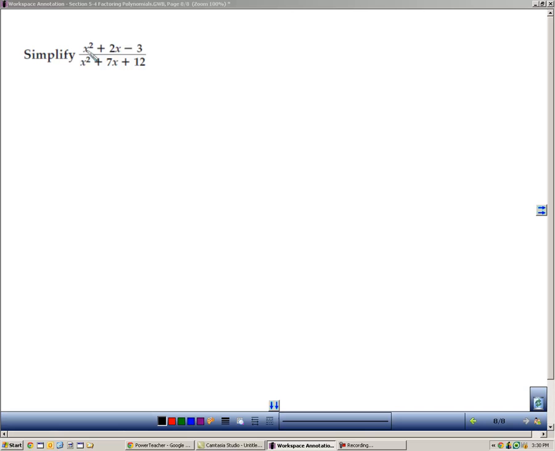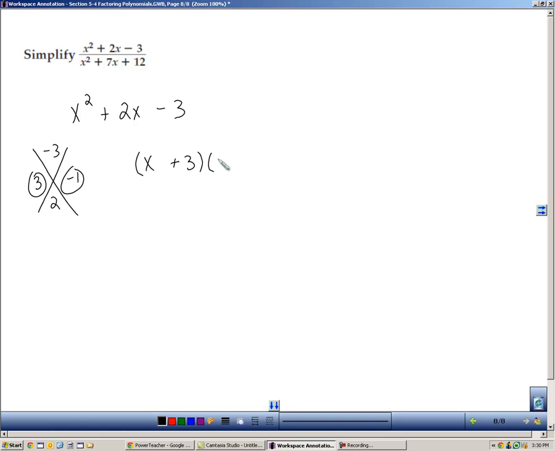In our last example, we have some trinomials, so we'll review the diamond, and then we'll also see what happens when we divide. So we'll start with the numerator. The diamond on the top is a -3, and on the bottom is a 2. Two factors of -3 that add to be 2 are 3 and -1. The leading coefficient is a 1, so we use 1x plus 3 and 1x minus 1. There is no reason to deflate, so that's what the numerator is going to be, x plus 3 and x minus 1. Over here we'll do the denominator.